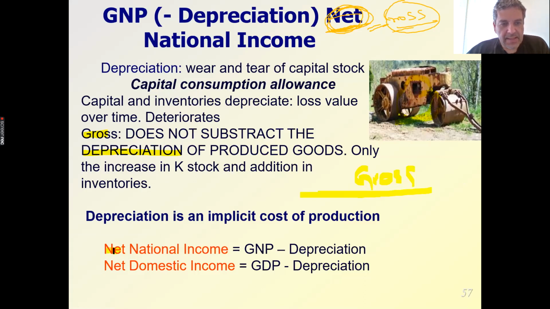So the net national income is the GNP minus the depreciation, or the net domestic income is the GDP, the gross domestic product, minus the depreciation. Some people call it the net national product or the net domestic product, but we're talking about income because at the end of the day, we're saying that the product and the income is the same amount, the same value. It doesn't really matter how you mention it.